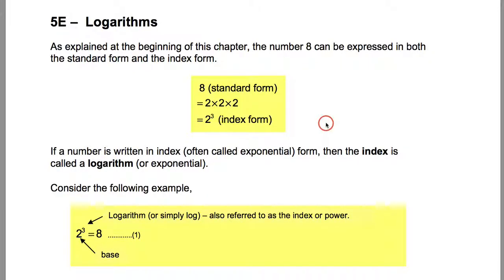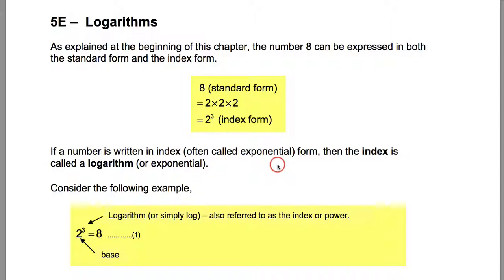Alright, looking at exercise 5E, logarithms. As explained at the beginning of this chapter, the number 8 can be expressed in both the standard form and index form. So here we have the number 8. We can rewrite it as being 2 times 2 times 2, or simply base 2 to the power of 3, and this is known as index form.